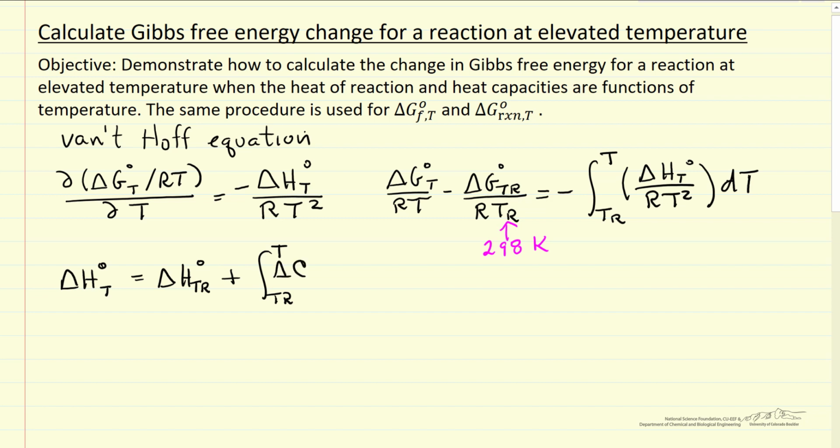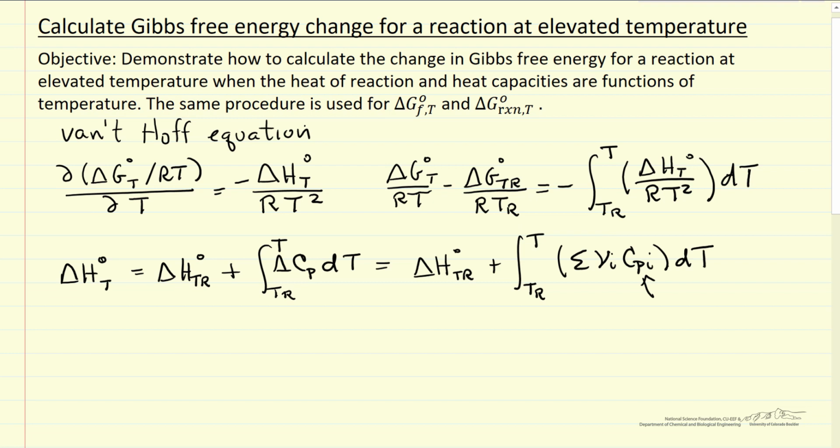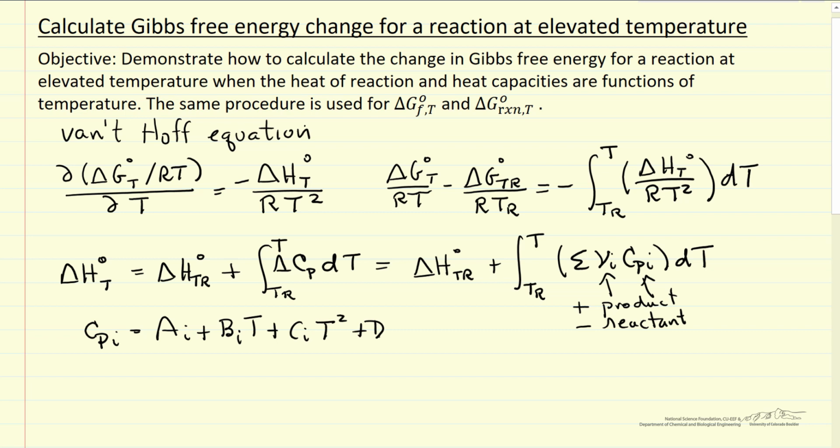In this term, delta Cp, I'll explain this in a second. So this is Cp for each component in the reaction. This is the stoichiometric coefficient, which is positive if it's a product and negative if it's a reactant. The heat capacity for each component is a function of temperature, and the way we're going to express it is in terms of constants Ai, Bi T, Ci T squared, and Di T cubed. And of course these are available in tables.